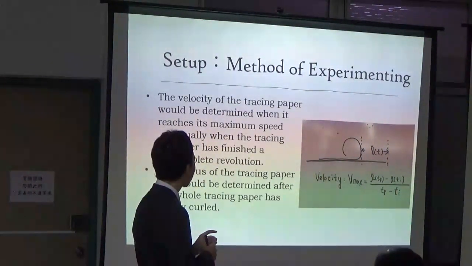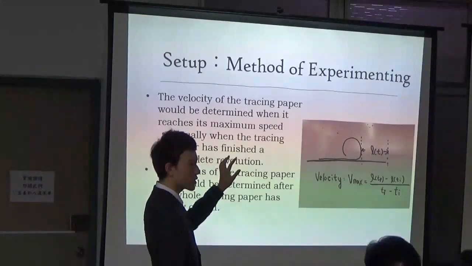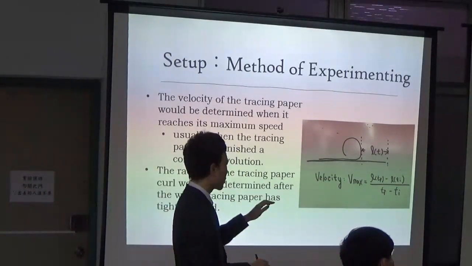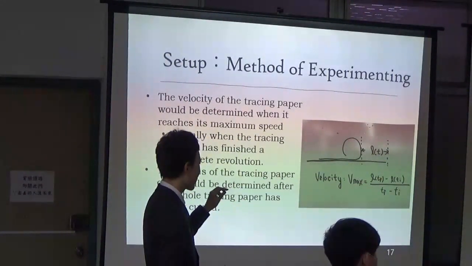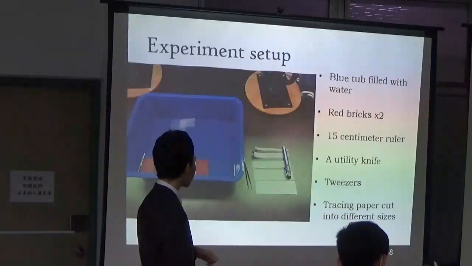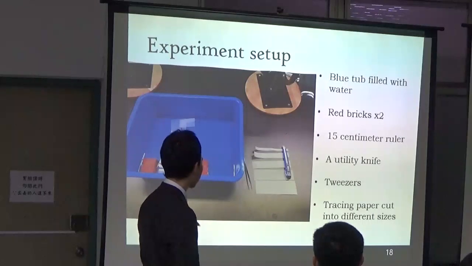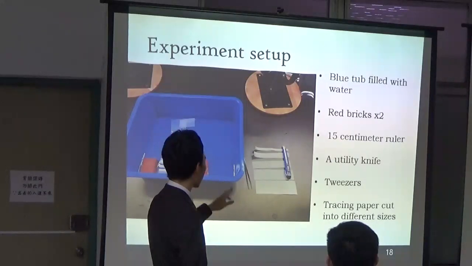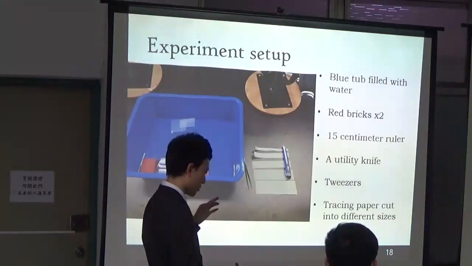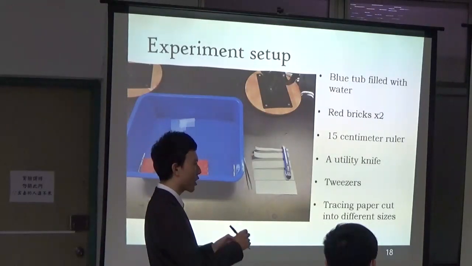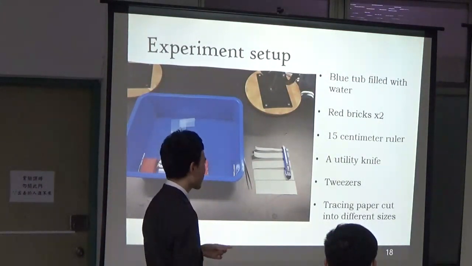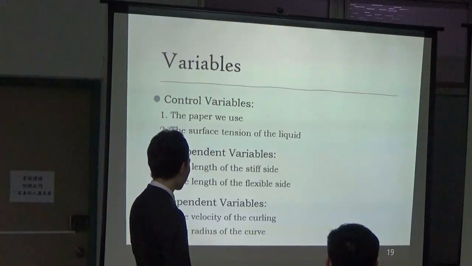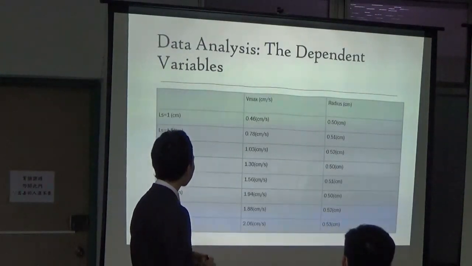So then I'll be talking about the method of how we're going to experiment this. We will use a ruler inside of the water, and then we will measure how much it has curled from its original state, and then divide it by the time elapsed. And this is our experiment. I will use a tweezer to snap the tracing paper, and I will immerse it in water. So one side cannot curl, and I will only estimate the curling of the other side. These are control variables, and our independent variable will be the length of the stiff side and the flexible side. And this is our data analysis.